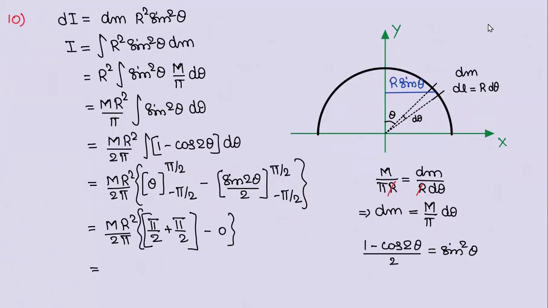That is equal to m r square. This will be pi. The total value will be pi. This value is pi, and that pi and this pi get cancelled. Then it will be m r square by 2. I did it about the y-axis. You can do it with the x-axis also by simply replacing sine square theta with cos square theta. Observe, the perpendicular distance from the x-axis is what? R cos theta, na? That's why.